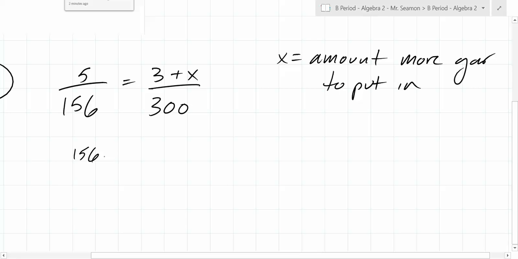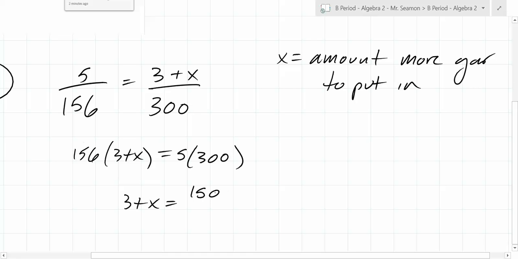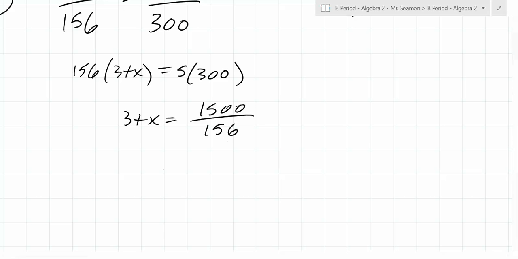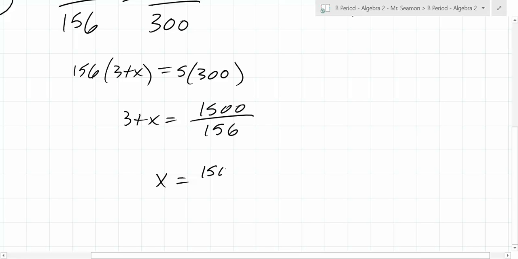So you know that 156 times 3 plus x is equal to what? 5 times 300. So it's going to be 3 plus x is equal to 1500 divided by what? Sorry. Thank you, Alyssa. So would you need your calculator to really get a decimal answer to this? Yeah, you'd need that. Minus 3 equals what? 9 point what? 6? And it says to the nearest what? 10th? 9.6 gallons, right? Okay.